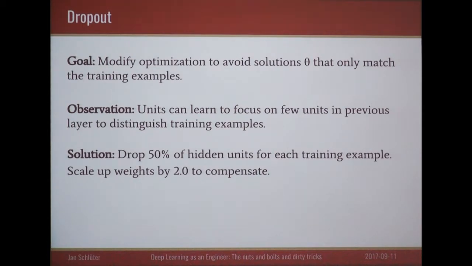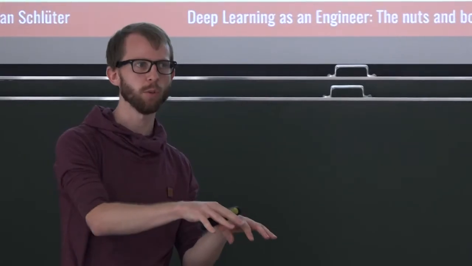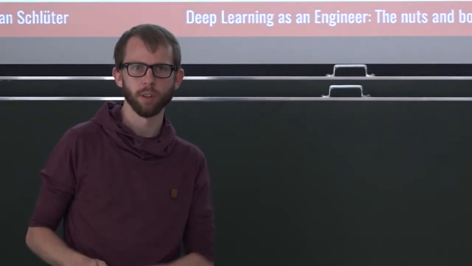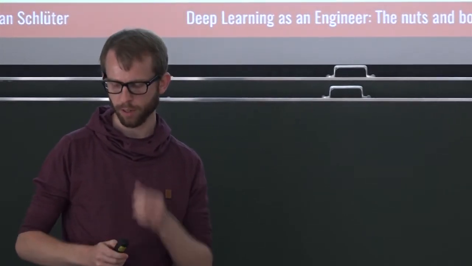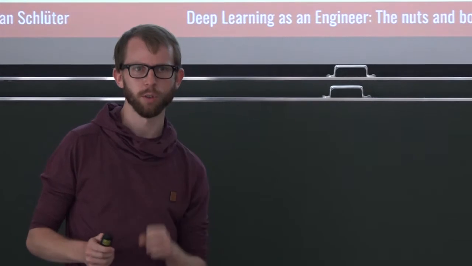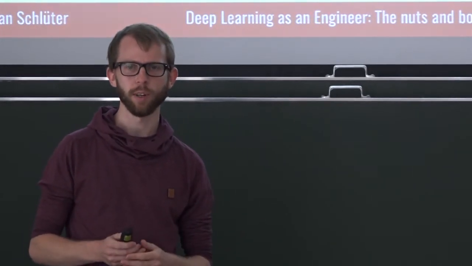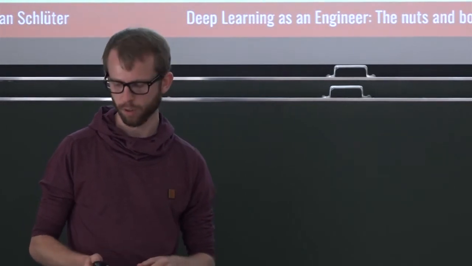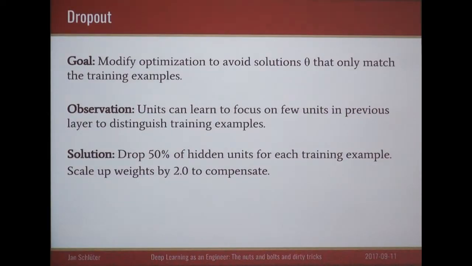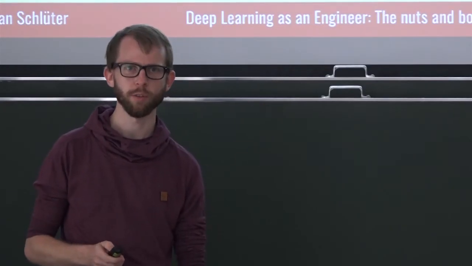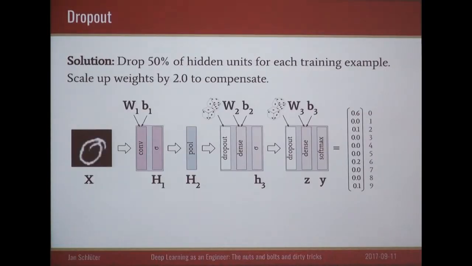Then there's dropout. This is based on the observation that units may learn to focus on only very few units in the layer before in order to distinguish the different training examples. And the solution is to just drop half of the units during training and choose a different set of units for each training example and scale up the surviving weights to compensate for this loss. So again, this will introduce some stochastic layers that basically just multiply the input by a binary mask. And in the backpropagation pass, they also multiply the gradient by this binary mask.